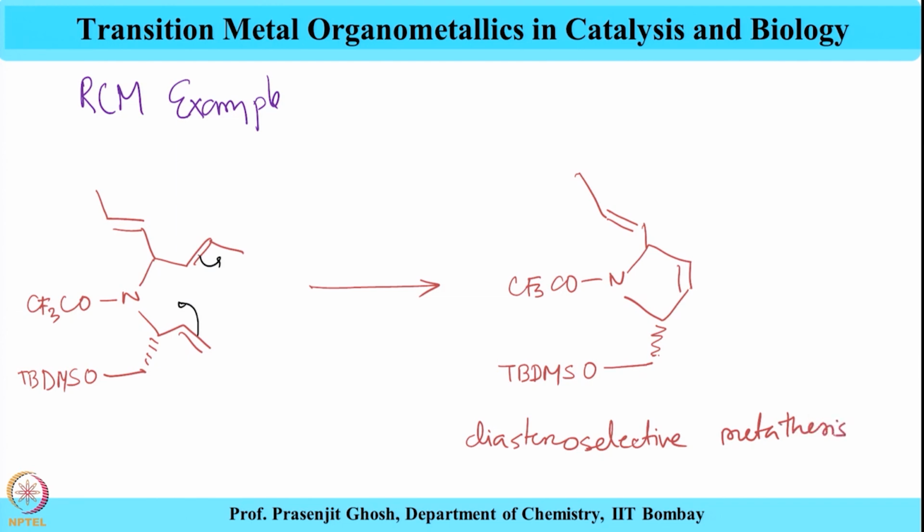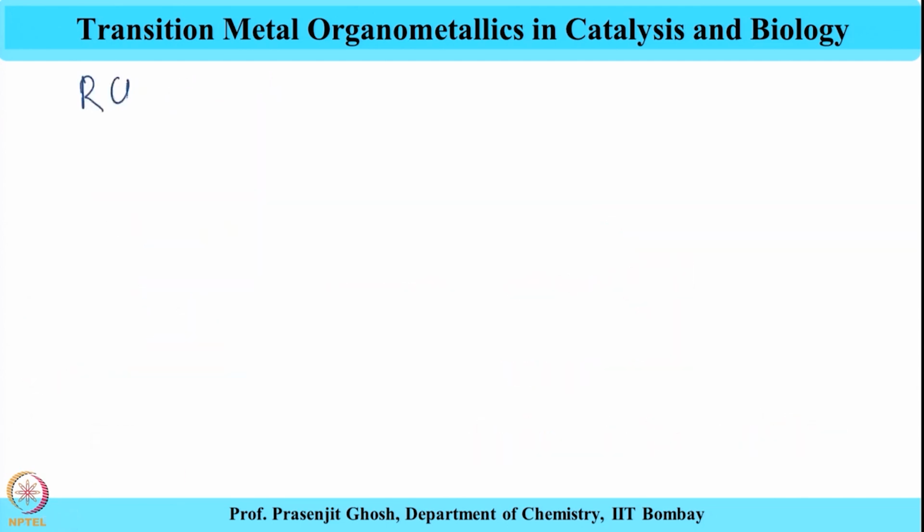And here we see that the two olefins undergo ring closing using these two olefinic bonds. The other examples, we continue to give various examples of ring closing metathesis. The next example involves CM examples.